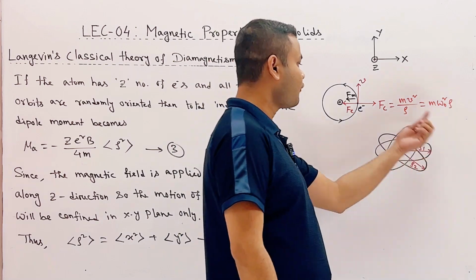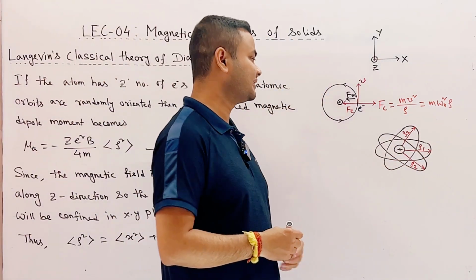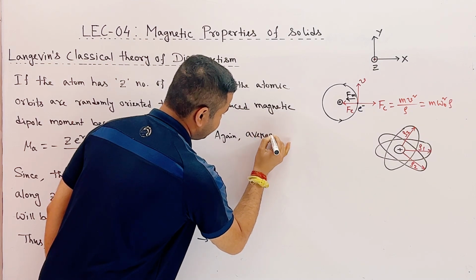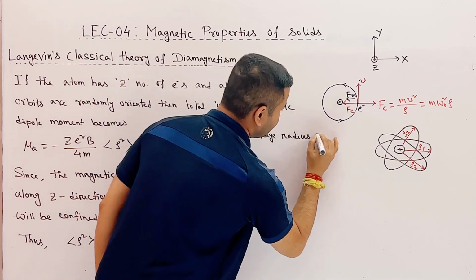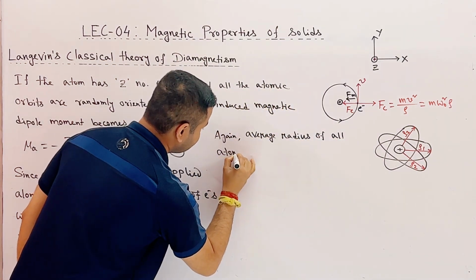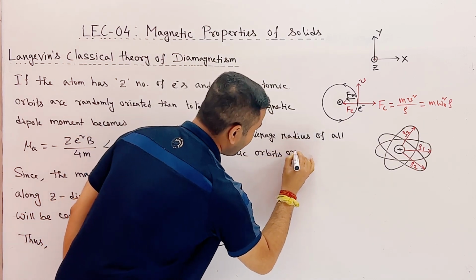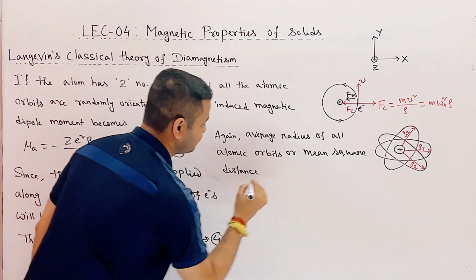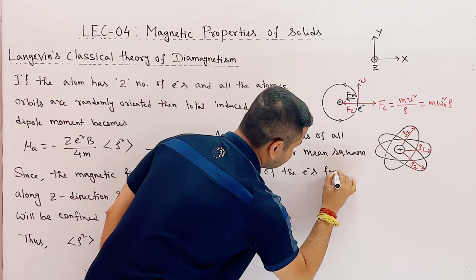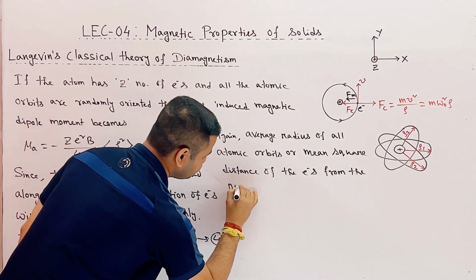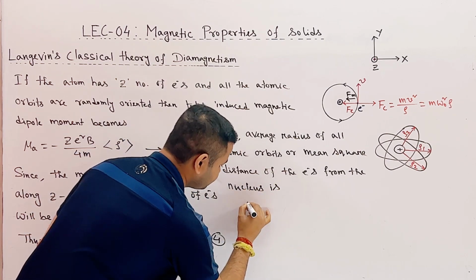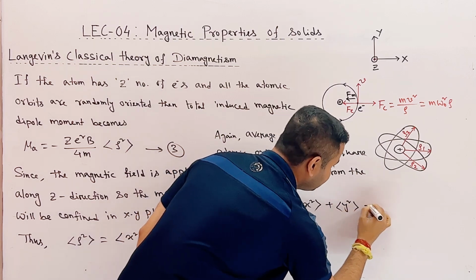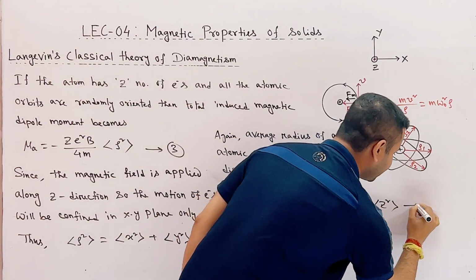Again, average radius of all the atomic orbits or mean square distance of the electrons from the nucleus is given by average value of r square is equal to average value of x square plus average value of y square plus average value of z square. Suppose this is equation number 5.